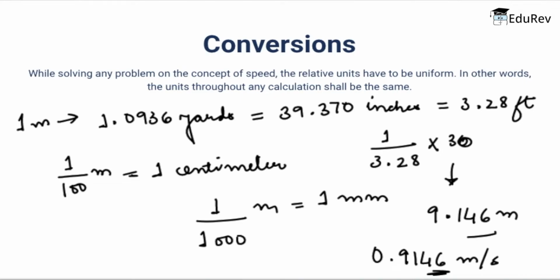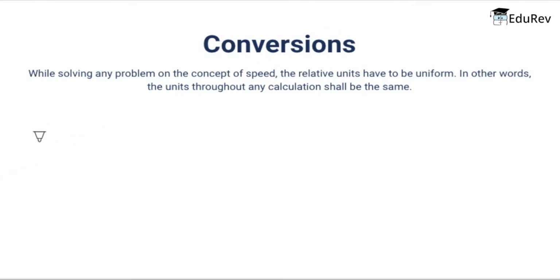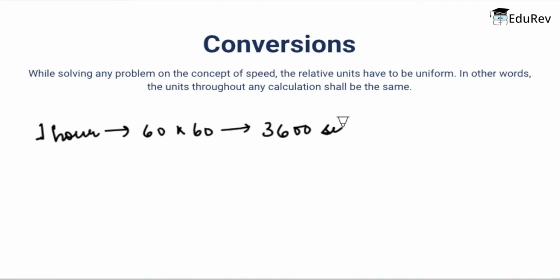Alright. So let's move forward and learn about some time conversions. Now the time conversions are simple. We know that each minute has 60 seconds and each hour has 60 minutes. Therefore, the number of seconds in 1 hour is 60 into 60, that is 3600 seconds.